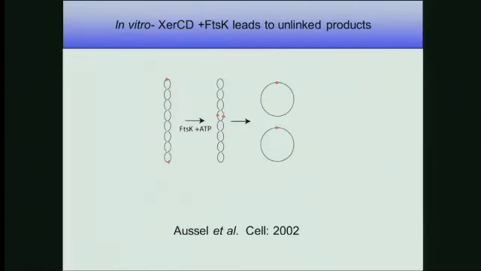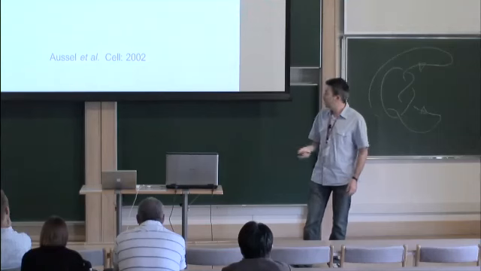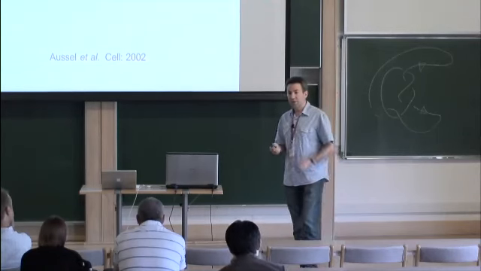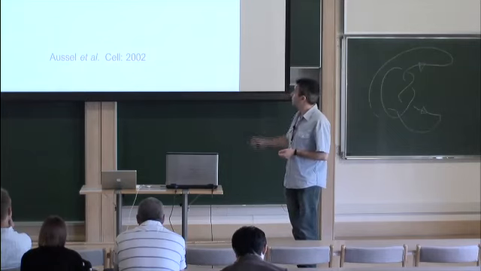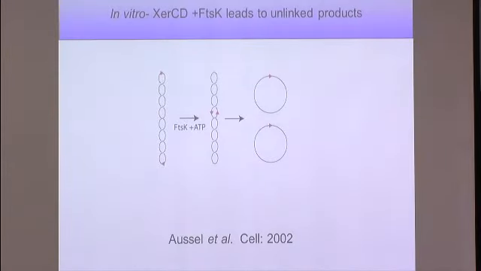So it's been known for a long time, since 2002, that if you do this reaction in vitro using a plasmid with 2 dif sites, shown here, and you add XerC and D, and you add this protein FtsK, which requires ATP for activity, you add all these things together, what you get out is exclusively unlinked products. So in the reaction Sean was showing you, they are enriched for 4-noded catenanes. In these reactions, you don't get any catenation at all, but only simple products. And the question is, how does FtsK influence the reaction to give you only unlinked products?